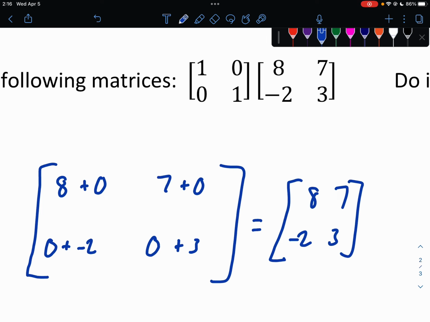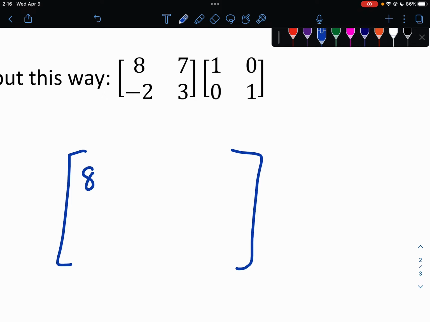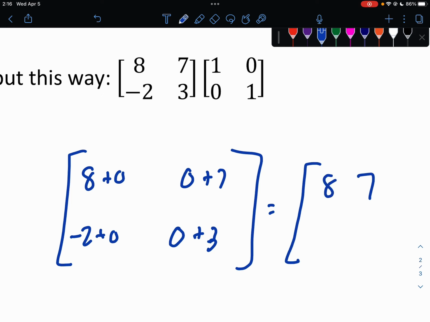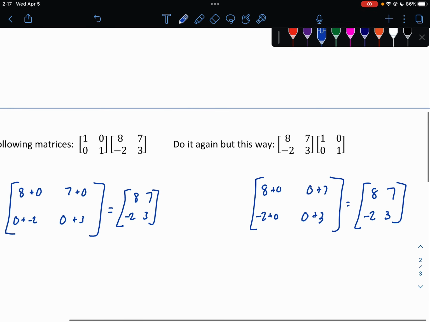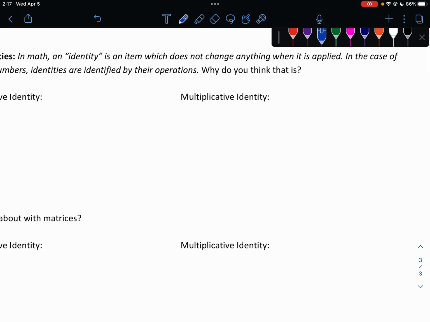That looks familiar. Let's take a look at this other one here. 2 by 2 and a 2 by 2. So again, we're going to go 8 plus 0, 0 plus 7, negative 2 plus 0, 0 plus 3. 8, 7, negative 2, and 3. It happens to be the same matrix. So something fishy is going on here. Let's take a look at our last slide of the day here.